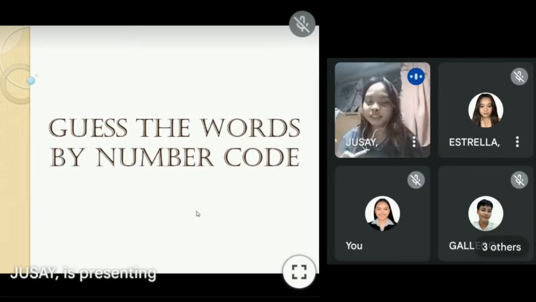Like to have an energizer first. So this energizer is called Guess the Words by Number Code. So you have to identify each letter by each number. For example, letter A is number 1, letter B is number 2, letter C is number 3. So each word is equivalent to 5 points. The first one who will raise their hands will have the chance to answer. Is that clear?